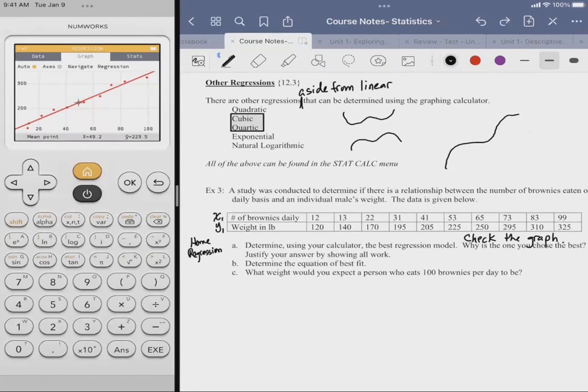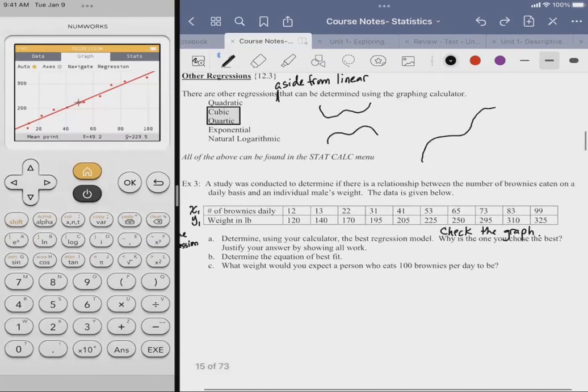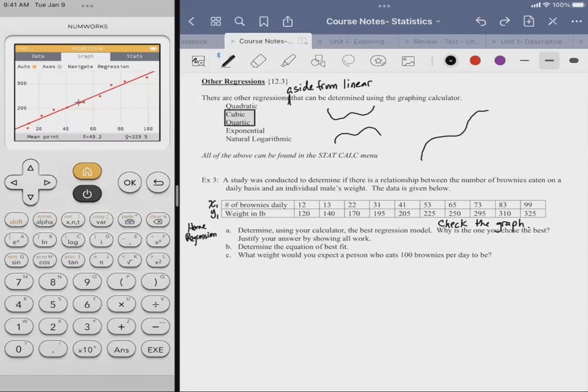Ultimately, it says determine using your calculator the best regression model. Why is the one you chose the best? We want the one with the R squared value that's closest to 1. So we could check the graph to streamline our work, but we're looking for the R squared value that's closest to 1.